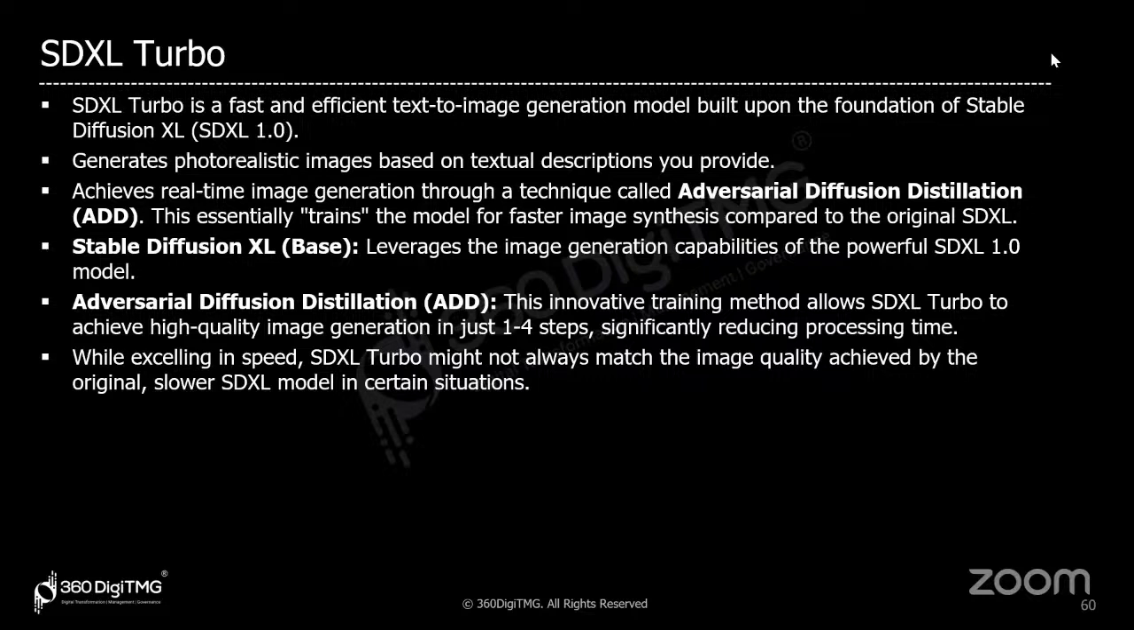The second thing is the adversarial diffusion distillation model, the ADD model, which is an innovative training method that allows the SDXL Turbo model to achieve high quality image generation. We want not only images, we want high quality image generation in just 1 to 4 steps, efficiently reducing the processing time as well. While excelling in speed, SDXL Turbo might not always match the image quality achieved by the original model. It lags behind the SDXL model in certain situations as well.